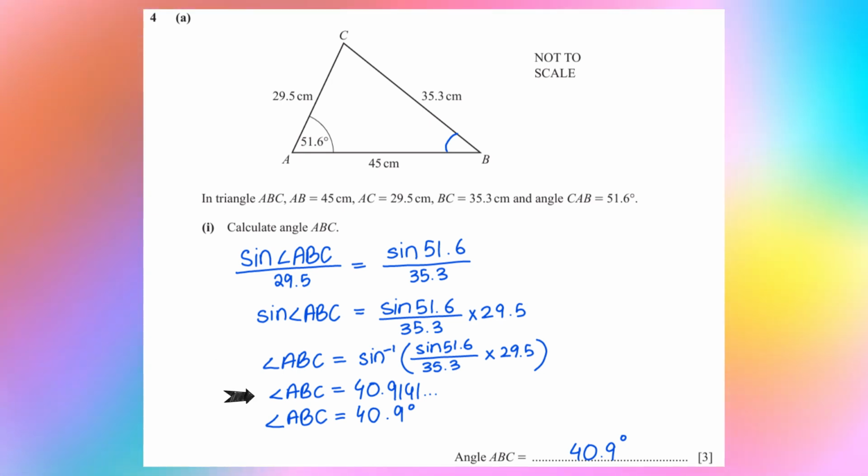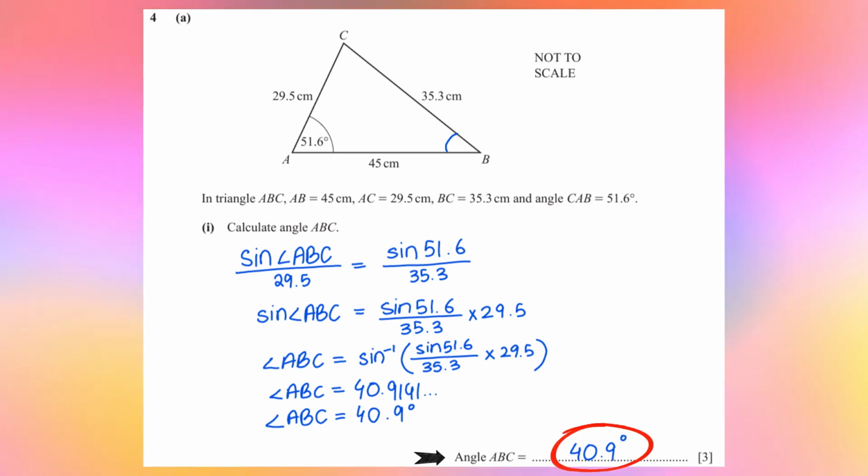This gives us a long value, 40.9141, and so on. Rounding that long value off to three significant figures, we get 40.9. Therefore, the answer is angle ABC equals 40.9 degrees.